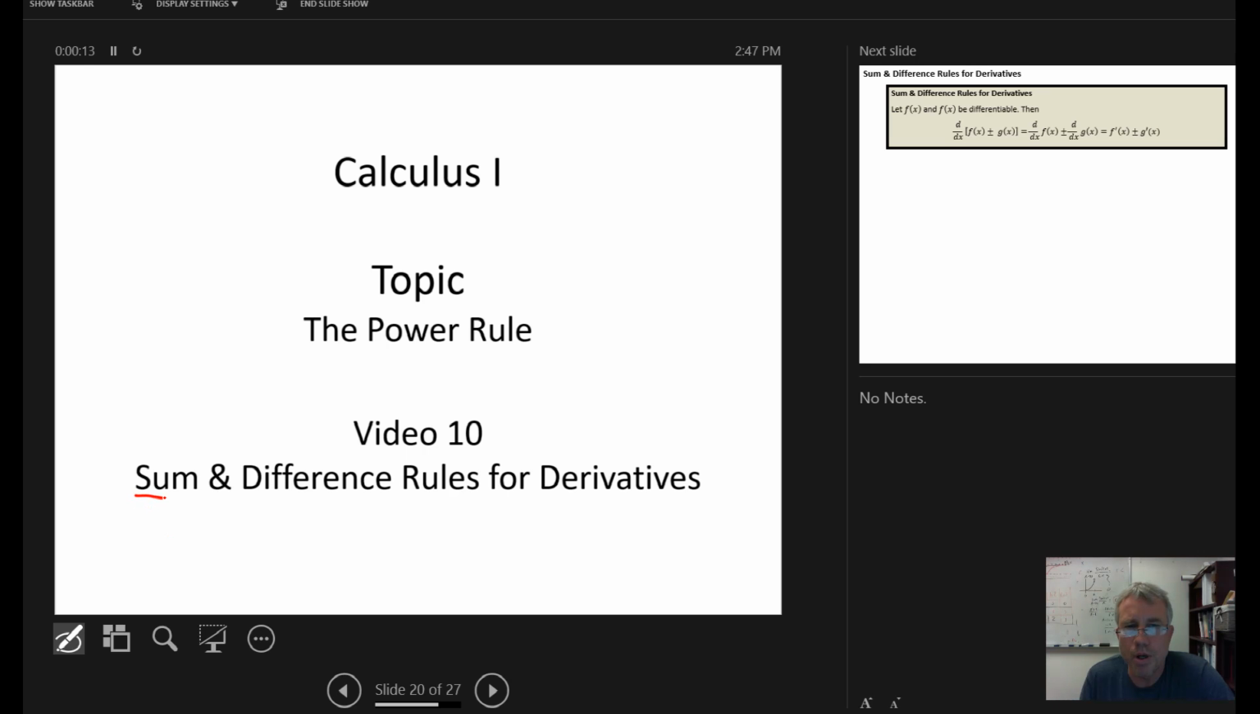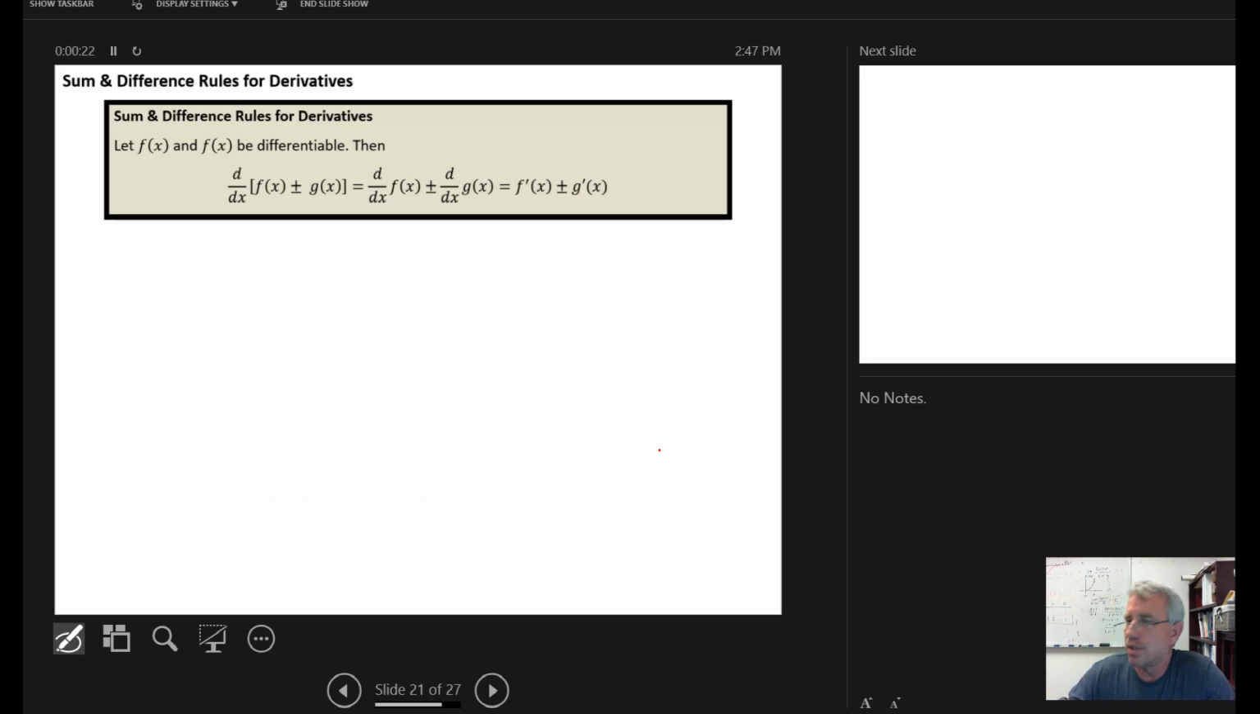So in this video, we want to develop the sum and difference rules for derivatives, and then in the subsequent video, we'll use those rules. So the sum and difference rules for derivatives are as follows. Suppose f of x and g of x are differentiable functions.